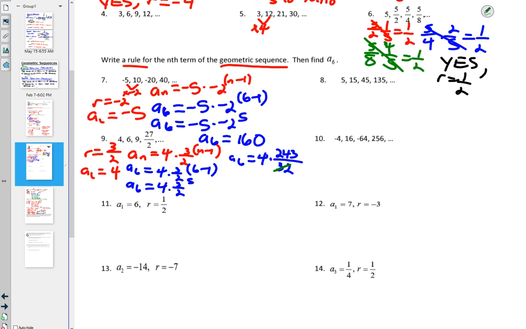And I know that 4, again, if you just put a decimal, that's fine. I can live with it. I'm just trying to change things up a bit. I know that the 4 and the 32 reduce. 243 and 8 can't be reduced. So you can either write that a sub 6 is 243 over 8, or you can just put the decimal equivalent. I'm getting 30.375.